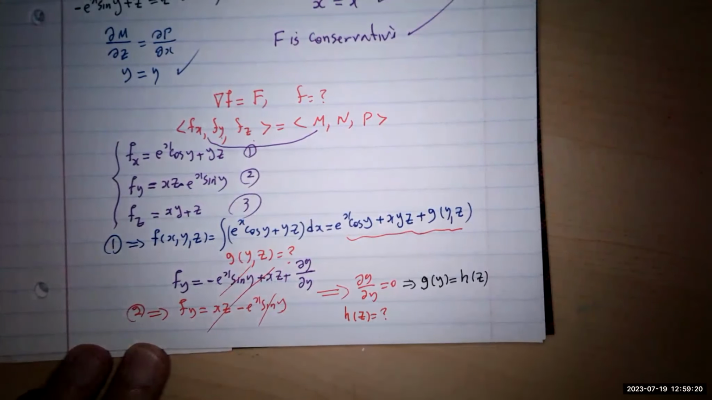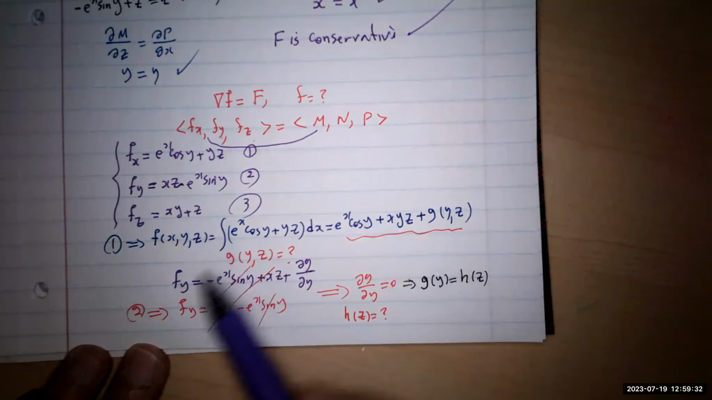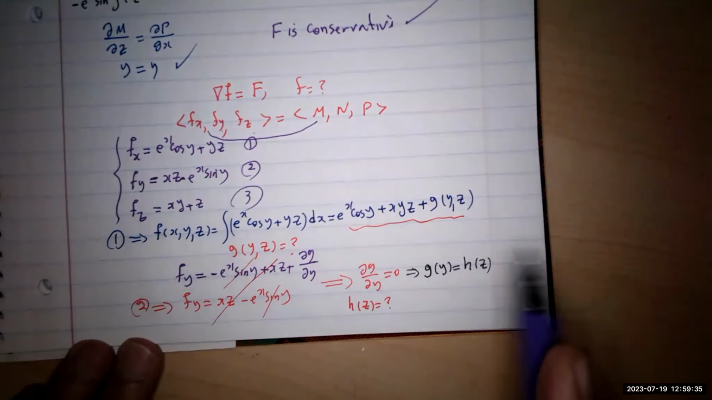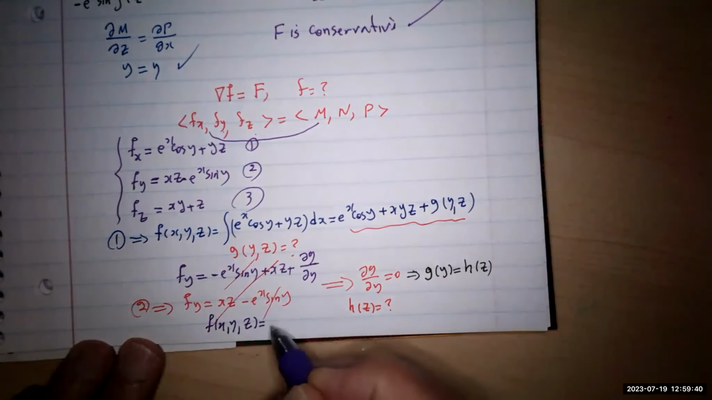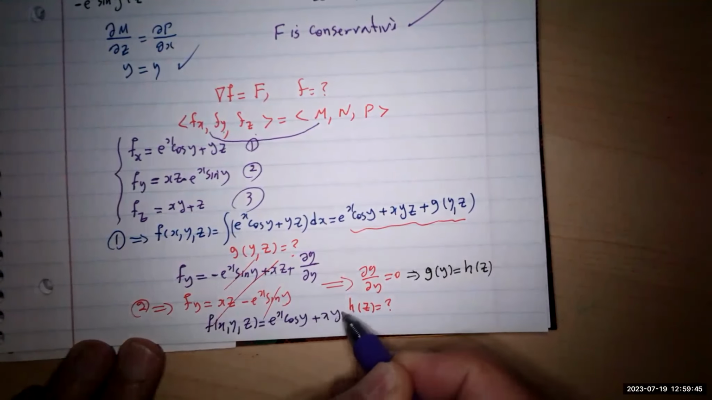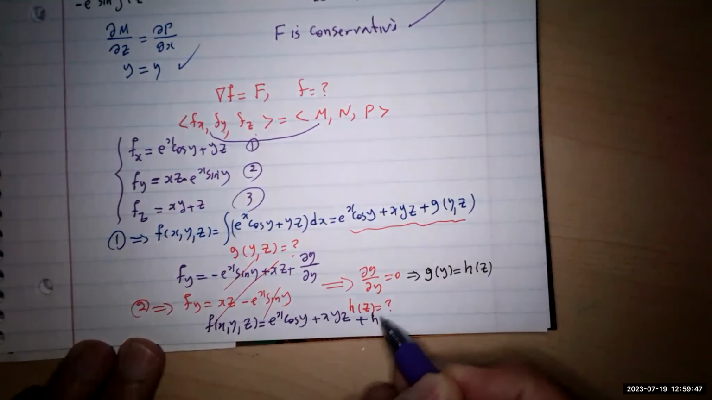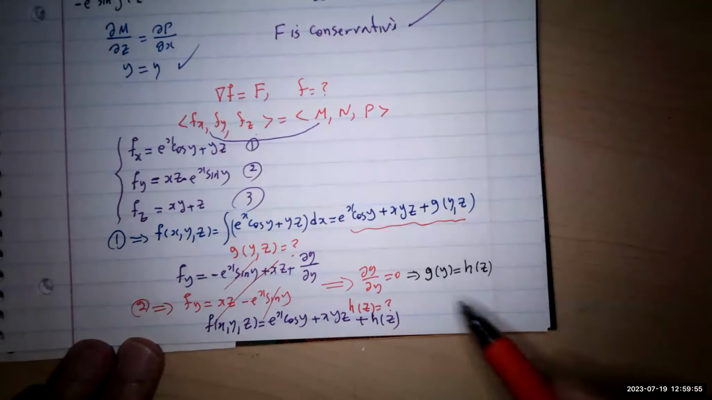To get h of z, you go back to your function. Let's take the h over here, then differentiate with respect to z and use equation number 3 to see if there is any z in it. So far, this means f of x, y, z is e to the x cosine of y plus xyz and plus maybe h of z. So this is the situation we're going to have so far, but we have to check to see what is h of z.